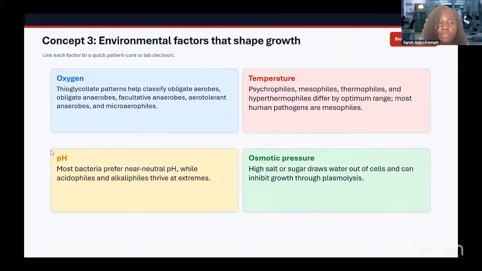Any questions? So I know pH is straightforward. It's very easy for you to think about the classification of pH: acidophiles, alkalinophiles, and neutrophiles. Always think of the pH range. What is the pH range for acids? What is the pH range for a neutral solution? And what is the pH range for an alkaline or a basic solution? So always think of that.